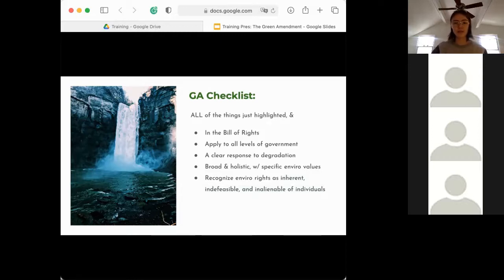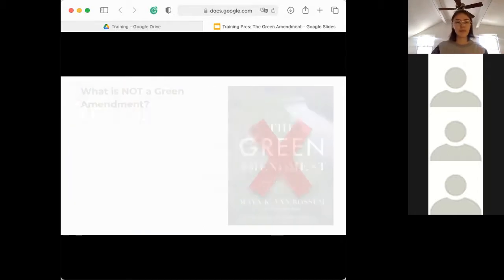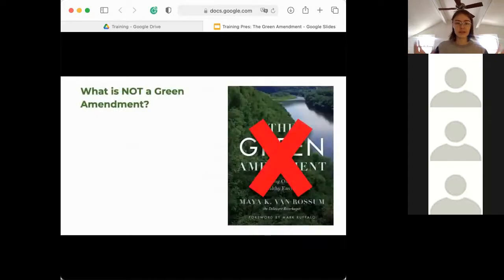Some states have very similar amendments that talk about the granting of environmental rights, that maybe it's in the Bill of Rights, maybe it mentions specific environmental values, but if it doesn't have all of these qualities, it's not a Green Amendment. So again, what is not a Green Amendment?